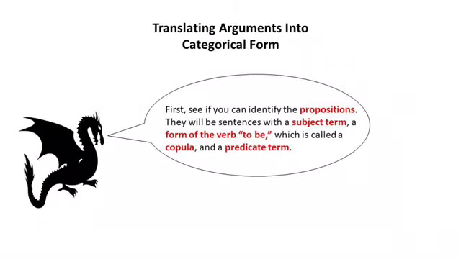Think couple, right? When you couple things, you put them together. And that's what verbs like is, are, was, were, that's what they do. They couple parts of the sentence. So you've got the subject term, the copula, and a predicate term.